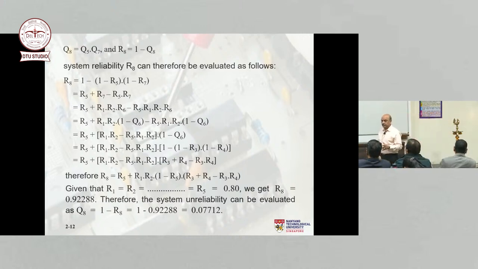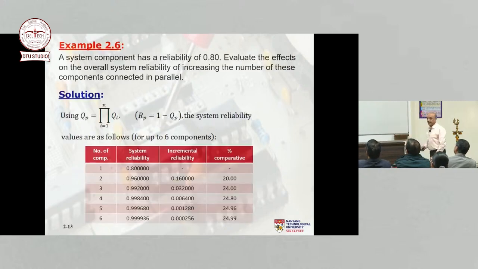Again, not very difficult. These can be done by hand calculations quite easily. Now, I promised to show you what happens when we connect components in parallel and what the implication of that is. So this example shows us exactly that. A system component has a reliability of 0.8. Evaluate the effects on the overall system reliability of increasing the number of these components connected in parallel.